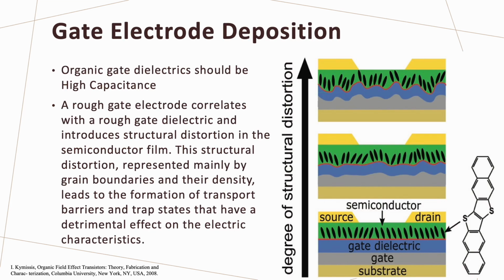Organic gate dielectrics, just as mentioned before, should have high capacitance. Besides, we can see in this image that a rough gate electrode correlates with a rough gate dielectric and introduces structural distortion in the semiconductor film. This structural distortion, represented mainly by grain boundaries and their density, leads to the formation of transport barriers and trap states that have a detrimental effect on the electrical characteristics.